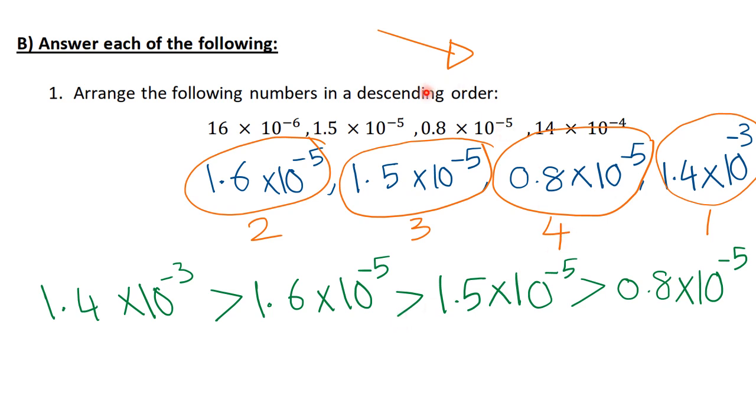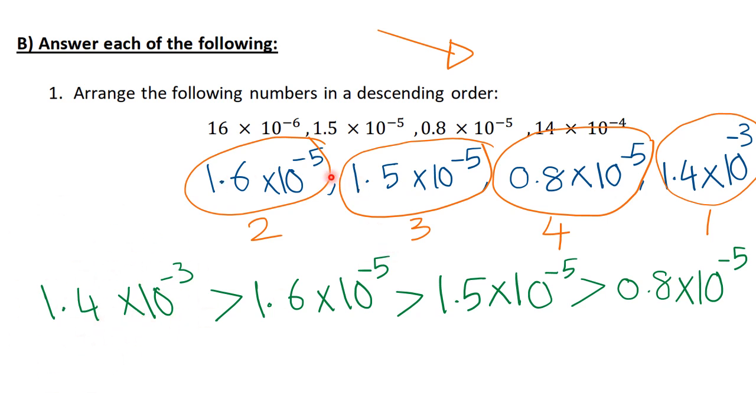Be careful, because he said in descending order. Descending order means from the greatest to the least. So the greatest power here: we have 3 negative 5 and 1 negative 3. Sure, negative 3 is greater than negative 5. So this number will be the greatest number. We will put it first.